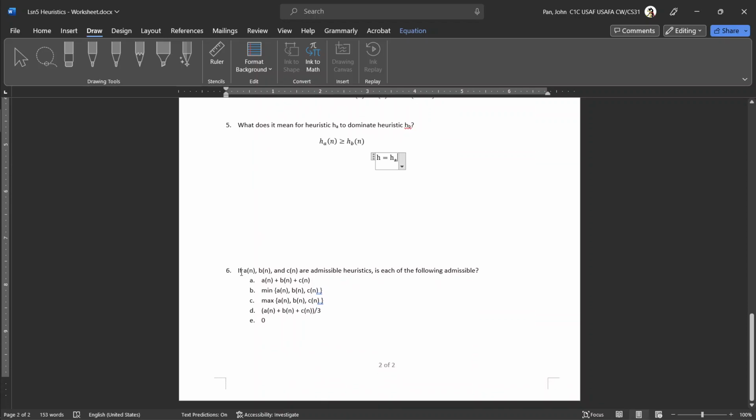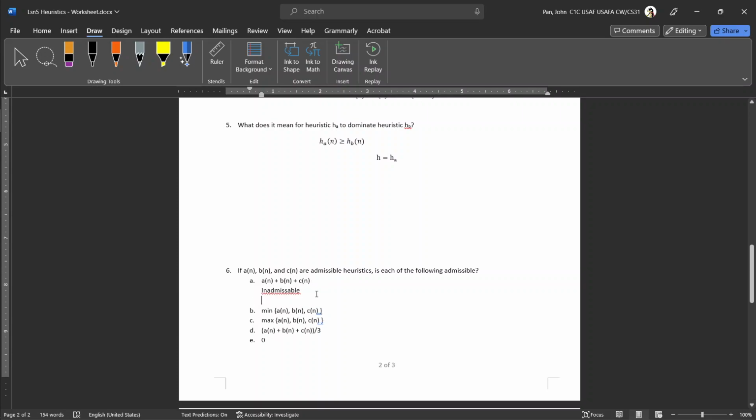Finally, we have a bunch of statements, and we're trying to see if they're admissible heuristics. So the first one is inadmissible. Why is it inadmissible? Because you can think of an example where, let's say, our true cost from A to B is 3, and our goal is to get from A to B. So our true cost is 3.